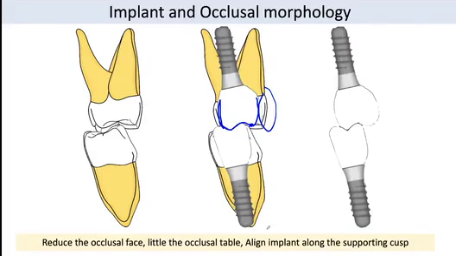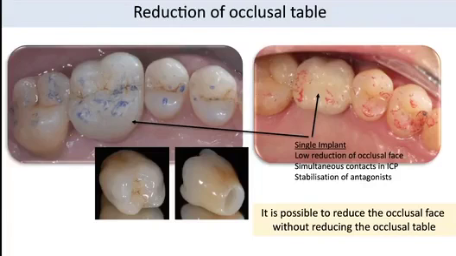And align the implant along the supporting cusp, like this. In the fossa here, and in the fossa here. Okay, so in this case, this one is an implant. In this case, there is no reduction of the occlusal face. So it is a little bit of a risk.